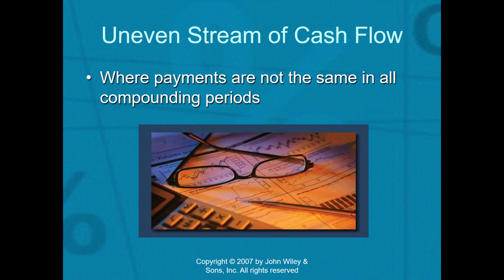Now we're going to do something called uneven stream of cash flow. This is going to link more closely to what we do if we are going to buy a business, right? Payments are not the same in all compounding periods. If you do investing, a lot of times it will be the same, but if you're going to buy a business, you're not going to make the same profit every single year, so you're going to make different types of profit. So you have to think about that, and we have to learn how to do those calculations.